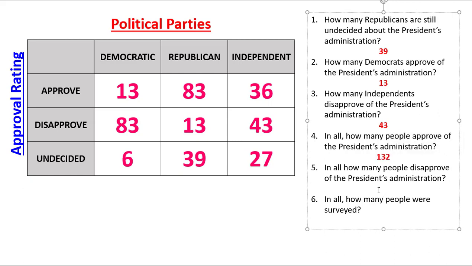Now it says, in all, how many people disapprove of the president's administration? So that means regardless of their political party, we want to know how many disapprove. So we will add 83 plus 13 plus 43, because this entire row are people who disapprove of the president's administration. And when you add 83 plus 13 plus 43, you get 139.